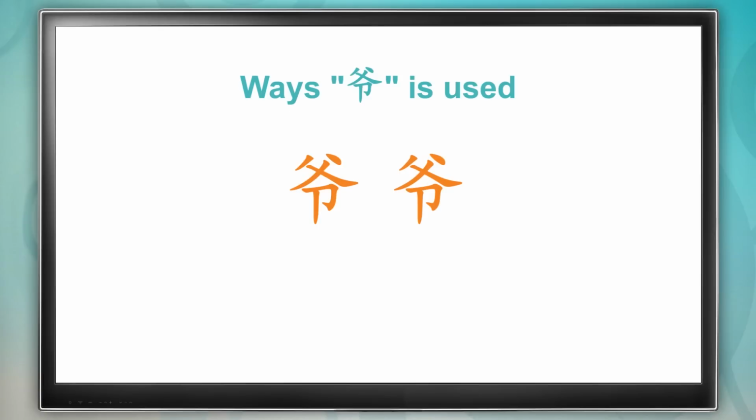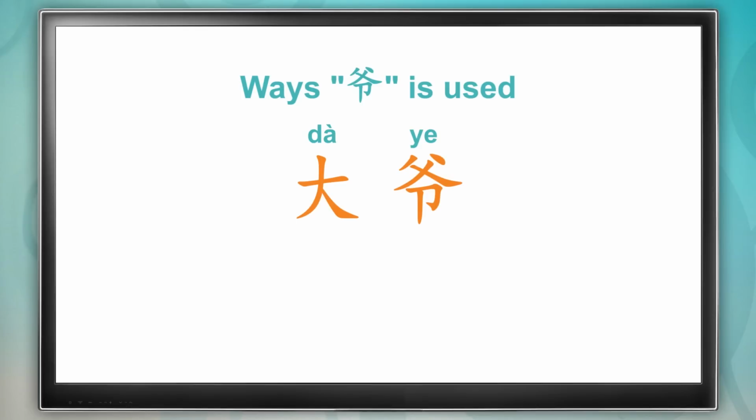When we stack two 爷s together, we get the word 爷爷. It means grandfather. Another word that uses 爷 is 大爷. Note that the 爷 in this word has a neutral tone. When you say this word, you want to put emphasis on the 大 and just very lightly touch on the 爷. Say it with me. 大爷.